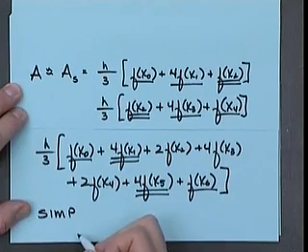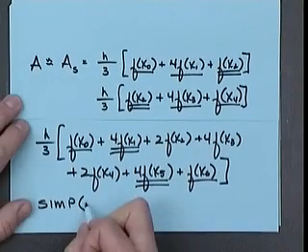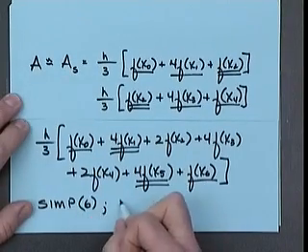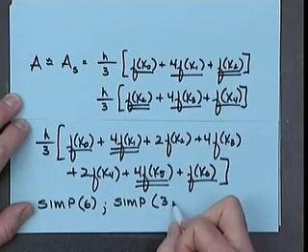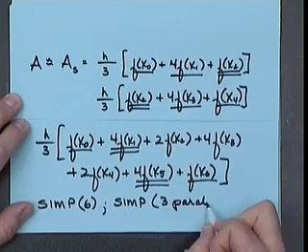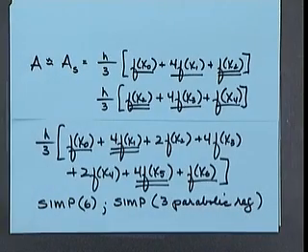You could call it Simp. In a sense, you kind of have 6 regions, but there are just 3 parabolic regions. There are 3 different times we had this 1, 4, 1 configuration. 1, 4, 1, 1, 4, 1.